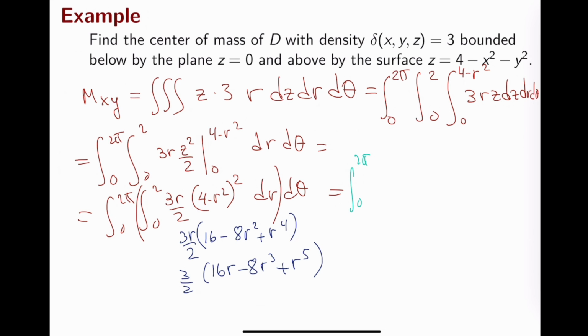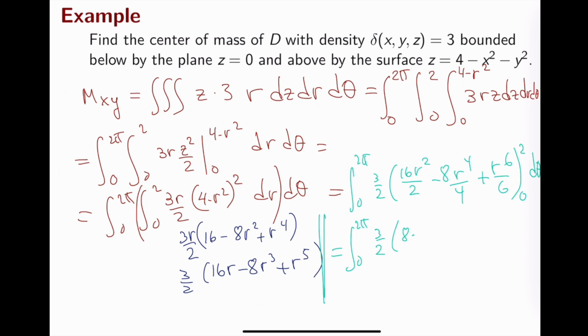So that will be 0 to pi, and so the integral of this one will be the 3/2, we leave it out, and the integral of this will be 16 r squared over 2. So the evaluation here will be 3/2 times 8 times 4 minus 32 plus 32 over 3.